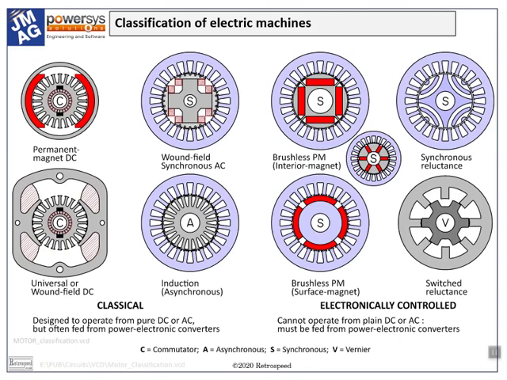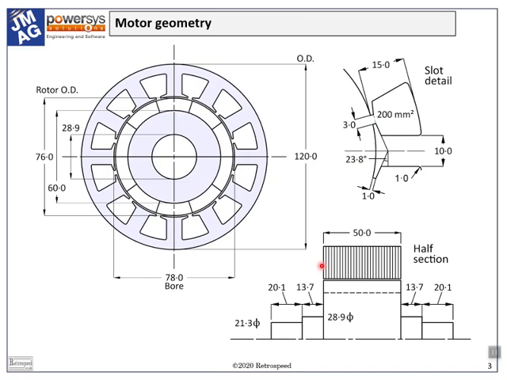This is the familiar chart of the classification of electric machines which we have used many times before. The motor of particular interest in this video is the surface magnet motor shown here, with sine wave currents fed from a three-phase inverter. Of course, it is an AC synchronous motor.